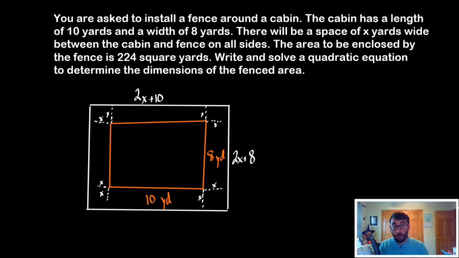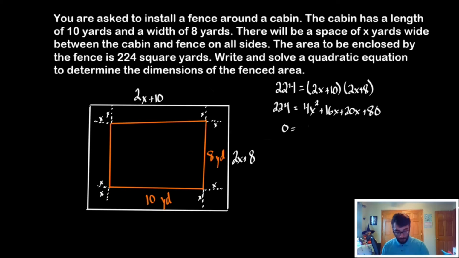So we now have some information to go on. They told us that the area is 224 square yards. So 224 square yards is equal to the area. And how do we get the area? Well, we do length times width for a rectangle. So that would be 2X plus 10 and 2X plus 8. Now we would multiply this out, get everything on one side, and solve by factoring. So I'm going to go ahead and multiply this out. Once we multiply everything out and get everything on one side, we end up here: 4x squared plus 36x minus 144 is equal to 0.